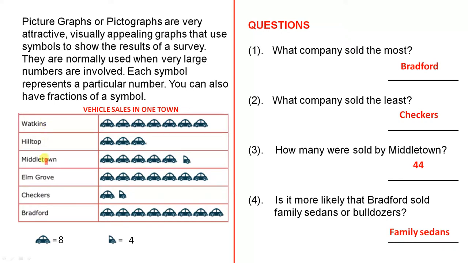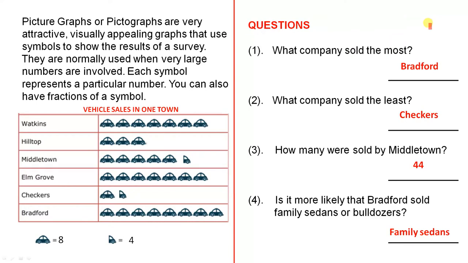So they're the companies. And these are all the different cars, that is the number of cars or vehicles that were sold. Now, it doesn't necessarily have to be cars because it says vehicle. So it really could be anything. Could be cars or trucks or whatever. Now, one of the full symbols here represents 8. So each time you see a full symbol, that's 8. When you see half a symbol, that's 4.